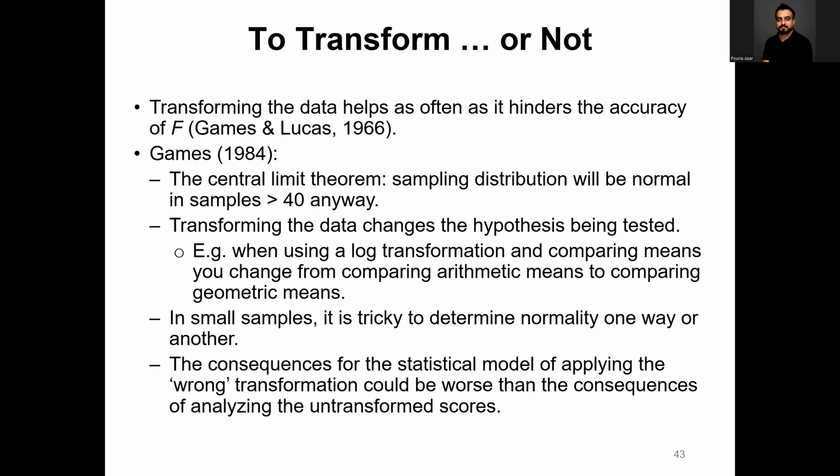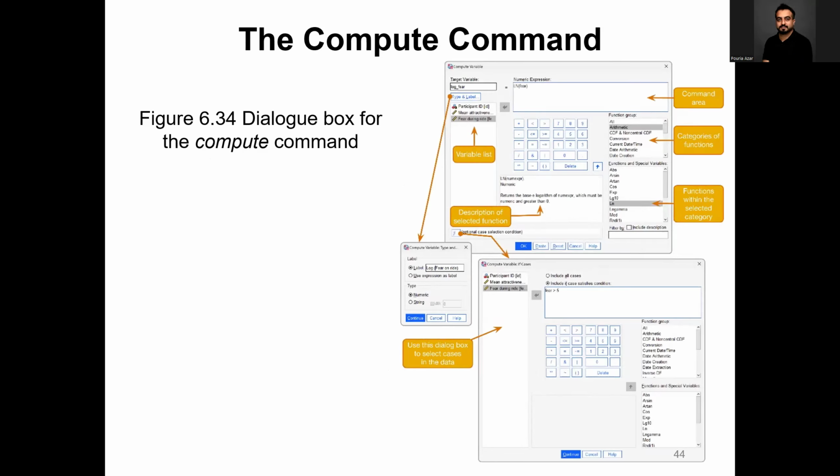Sometimes when we transform data, when we compute the log of raw scores, it becomes hard to interpret the results. So that's why I do not use transformation. In order to use a mathematical transformation in SPSS, there is an option called Compute Variable. We can utilize this option in order to transform our data.